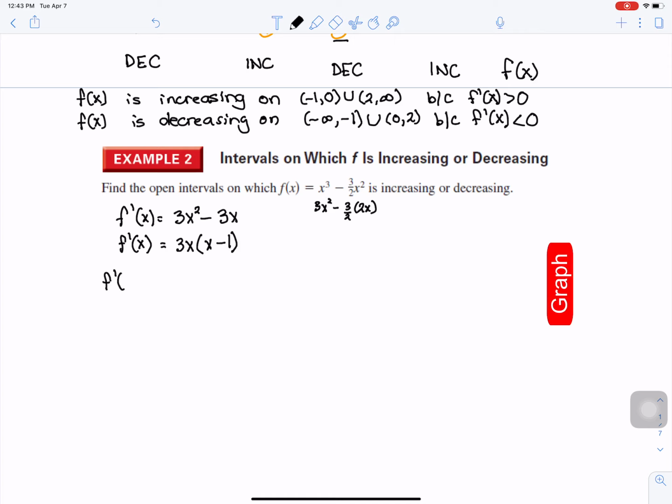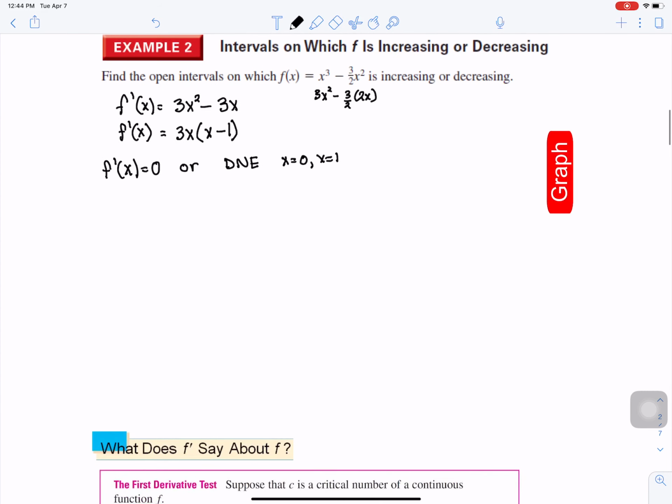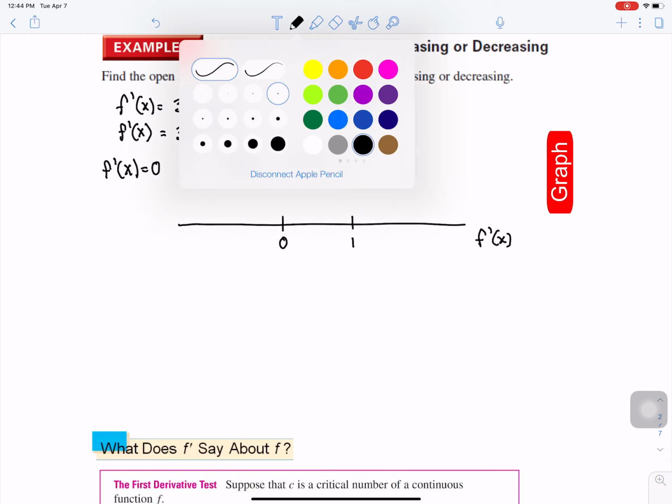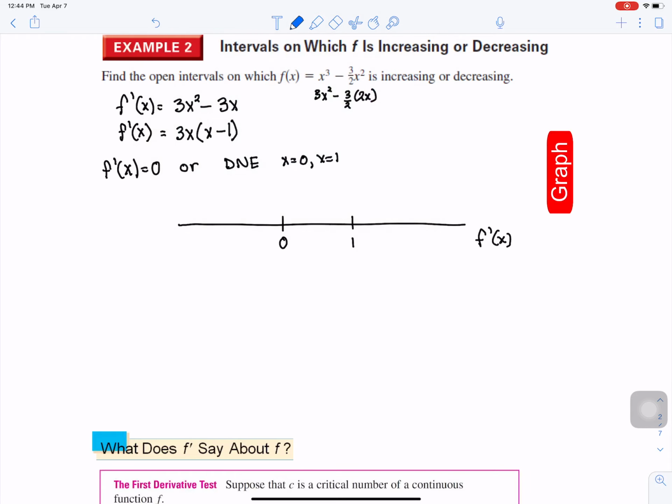And so my simplified derivative is 3x(x minus 1). I want to find where my derivative is equal to 0 or does not exist, because that's sections where my derivative graph will be broken up. This would be when x is 0 or x is equal to 1. I set a number line with values to represent my derivative graph, and I want to know whether these values are positive or negative. So what I'm going to do is take a point in this region, say x is equal to -1.